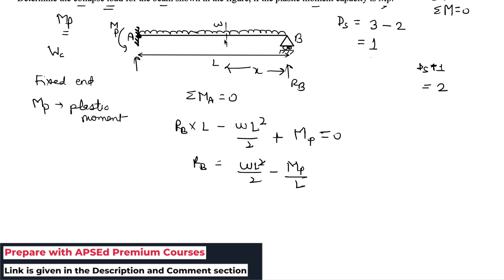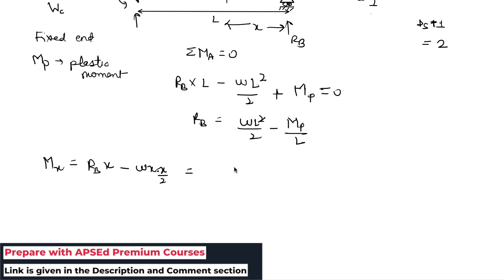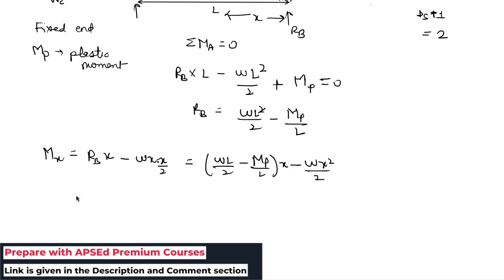Then we can write the moment at a section x distance away. So we can say Mx is equal to RB into x minus Wx into x by 2 because of this UDL. Then if we put the value of RB, we have WL by 2 minus MP by L times x minus Wx square by 2. Now this plastic hinge has higher chances to form where the bending moment is maximum at the section.